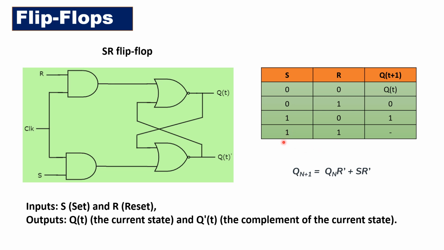When S is equal to 1, R is equal to 1, the condition is typically invalid and should be avoided as it can lead to an indeterminate or misstatable state. The characteristic equation is derived based on the behavior of the SR flip-flop.